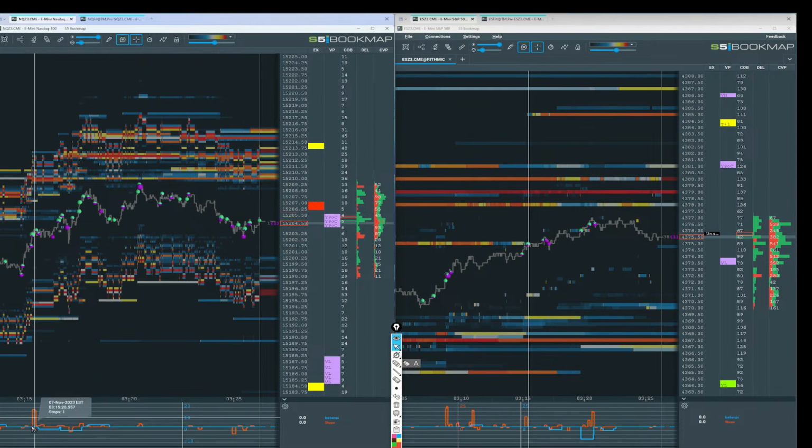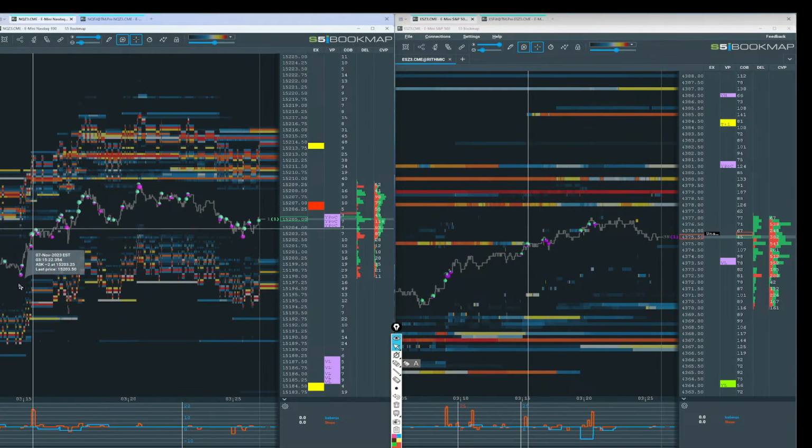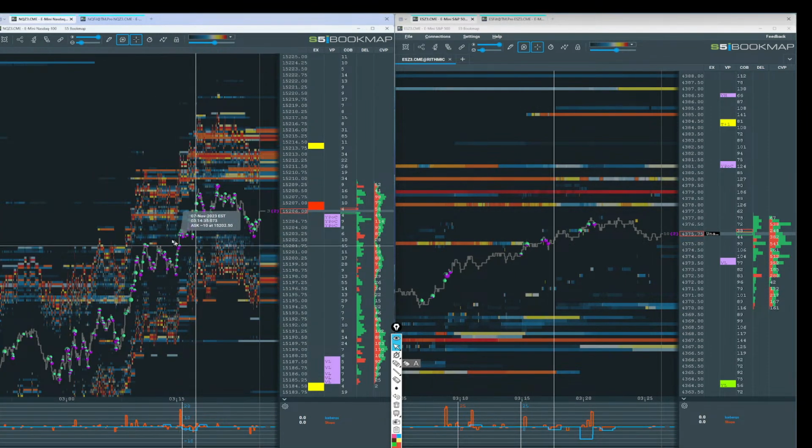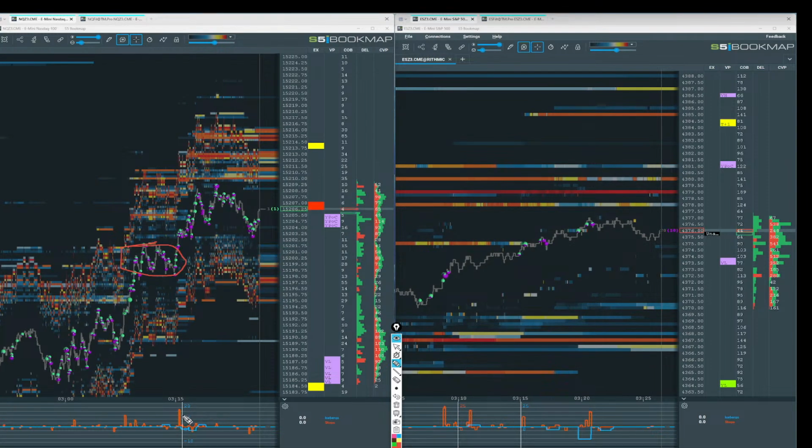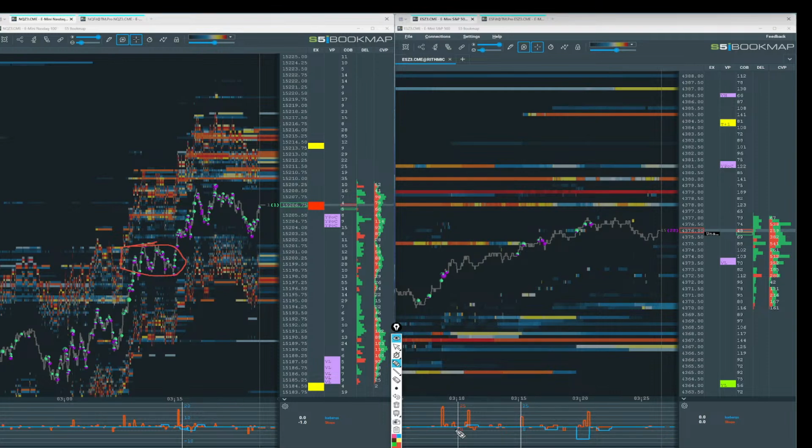So that was a little stop run here, you can see that. If we draw on this again, if they had a nice little range here, the MBO tells us that they stopped out some sellers there and got us this move up towards the liquidity at 15,210. That's what the MBO may help us with there.